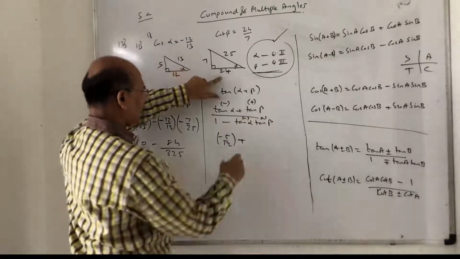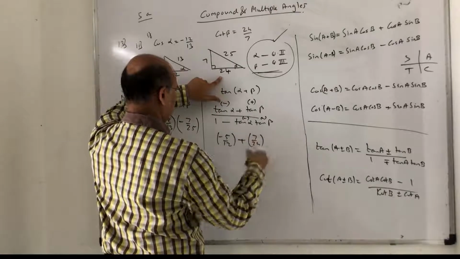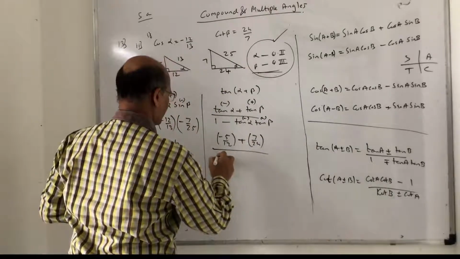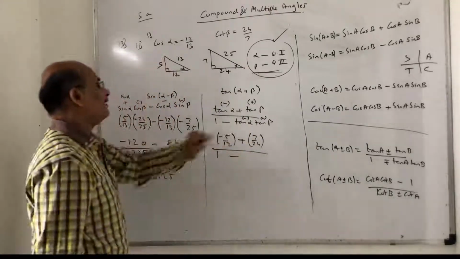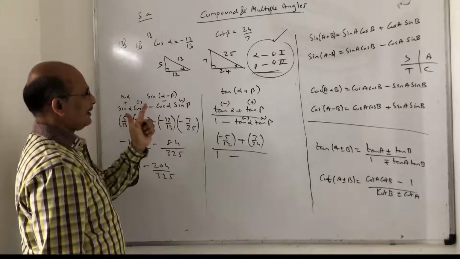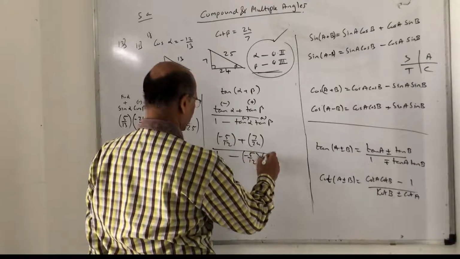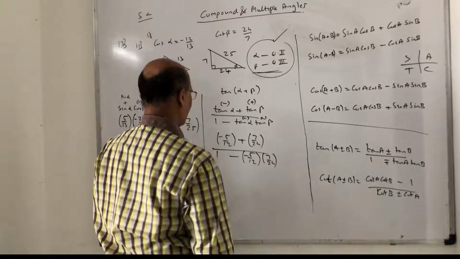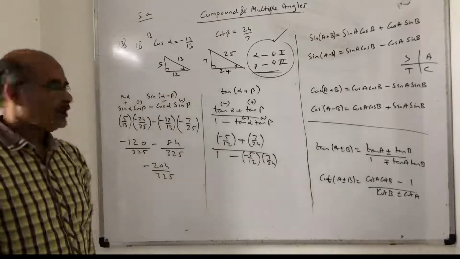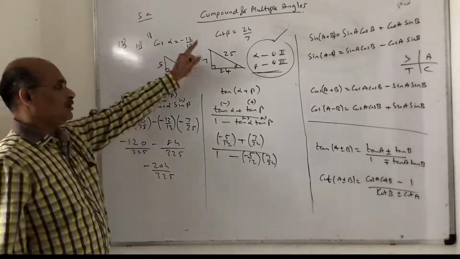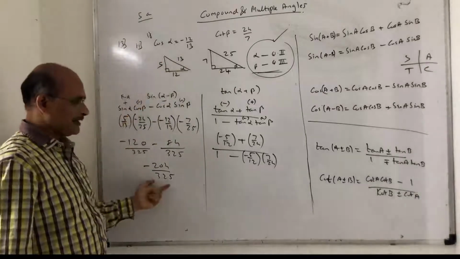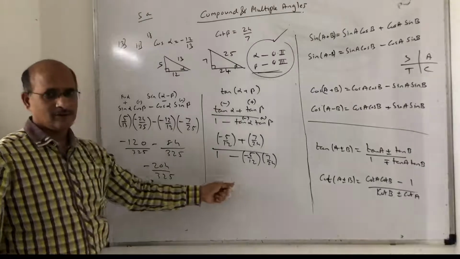Tan beta is 7 upon 24, right? And upon, what will happen? 1 minus tan alpha tan beta. Tan alpha tan beta is the same thing now. Minus 5 by 12 into 7 upon 24. Can you calculate and tell me what is the answer, children? I'll give you 1 minute for it. Copy the question properly, verify this answer, and find the answer for this. Fast, quick.